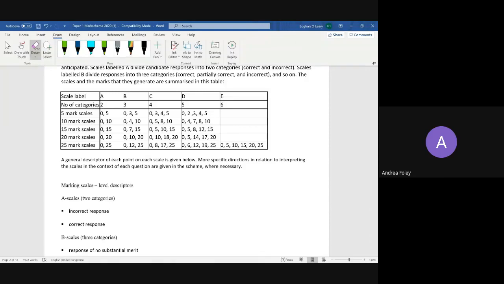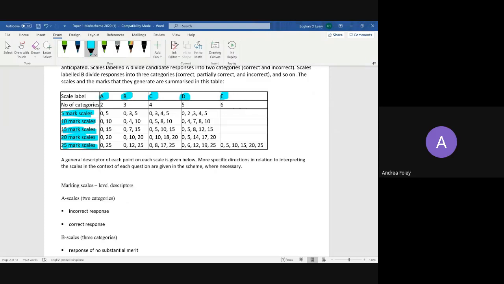Hi everyone, so as you can see, you're going to receive a table which has some information about how the marks are awarded for the exam. Each question could be given 5, 10, 15, 20 or 25 marks, and they are given on different scales. An A scale for 5 marks would be 0 or 5, a B scale would be 0, 3, 5, a C scale 0, 3, 4, 5, or a D scale which is 0, 2, 3, 4, 5.